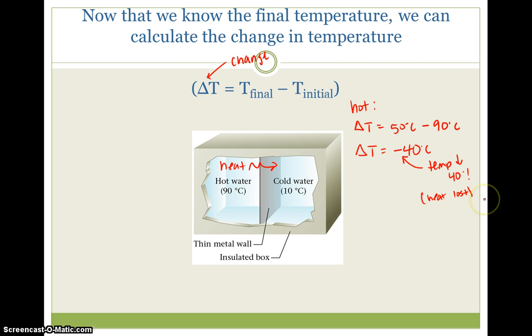We can do the same thing for our cold temperature. My delta T is going to be my final minus my initial. My final temperature again was 50 degrees Celsius, but this time my initial was only 10 degrees Celsius. So here my temperature change was a positive 40 degrees Celsius. And what that positive sign means is that my temperature increased 40 degrees. So that means that heat was gained.